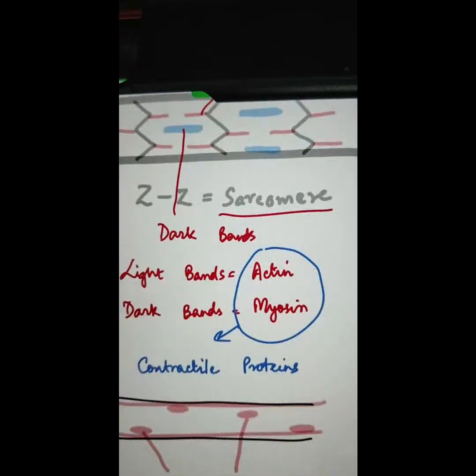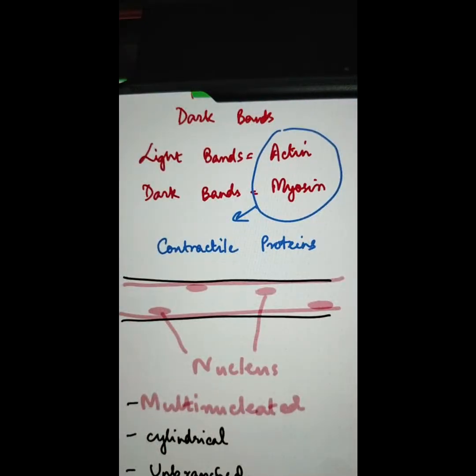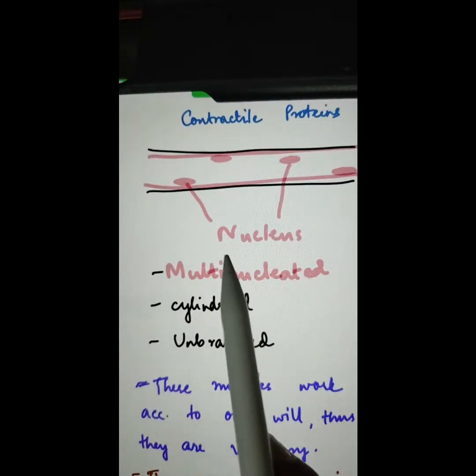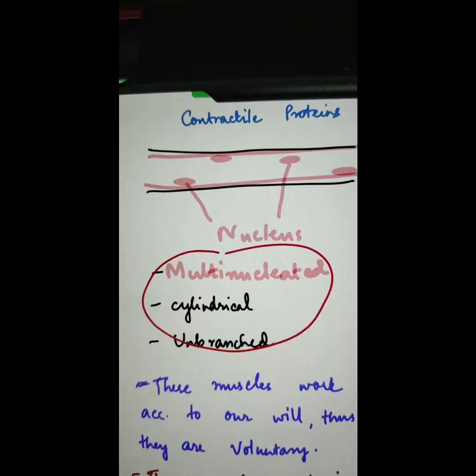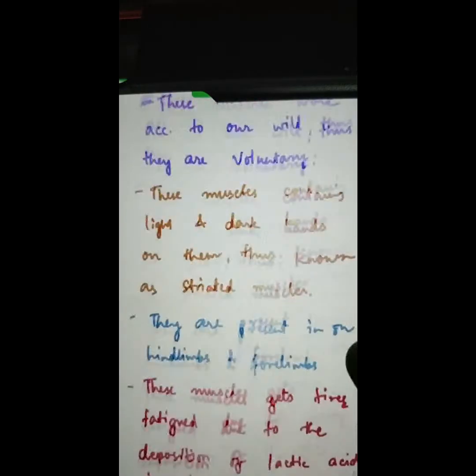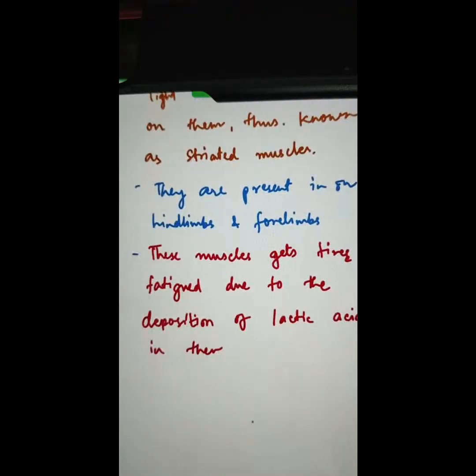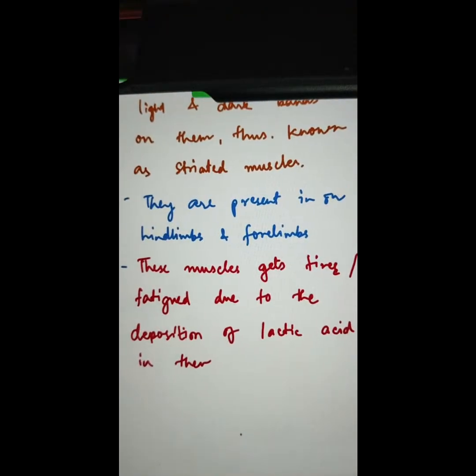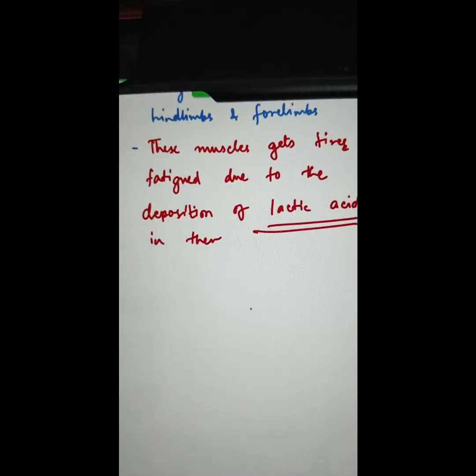Where are they present? They are present in our forelimbs and hind limbs, means our hands and legs. Now about their structure, these 3 points are very important: they are multinucleated, they are cylindrical, they are unbranched, and they cannot work for longer time because they get tired due to the deposition of lactic acid in them. The diagram is also very important. So once you are done with the diagram, I'll suggest to learn the points thereafter. Now with this, we have understood the skeletal muscles.